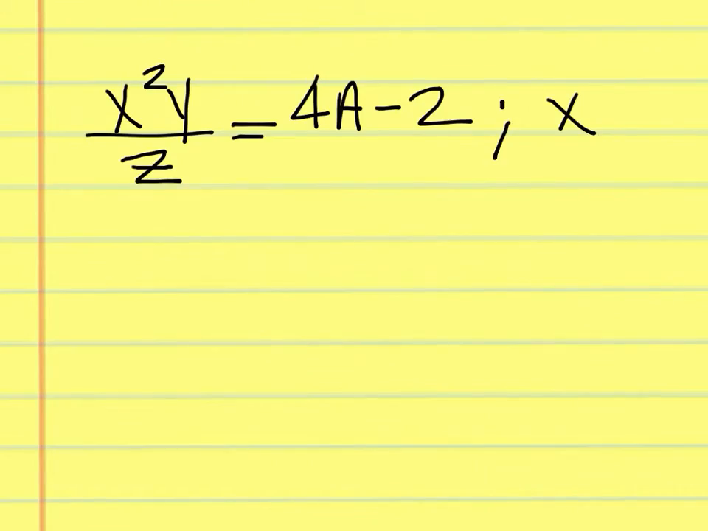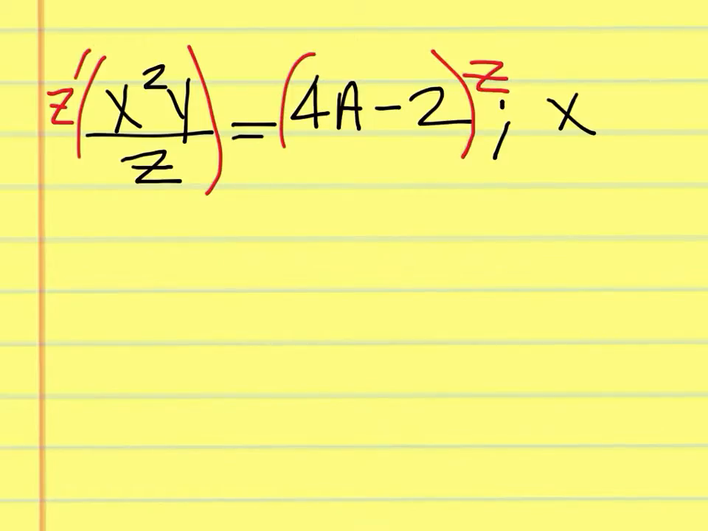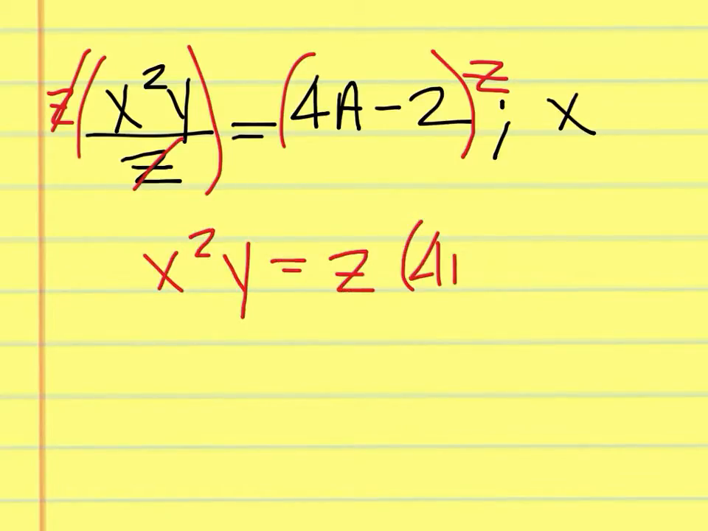To get x by itself, we must remove what is with it. And to do that, we can first start by multiplying both sides by z. When we do that, these z's cancel out and you're left with x squared y equals z times the quantity 4a minus 2.